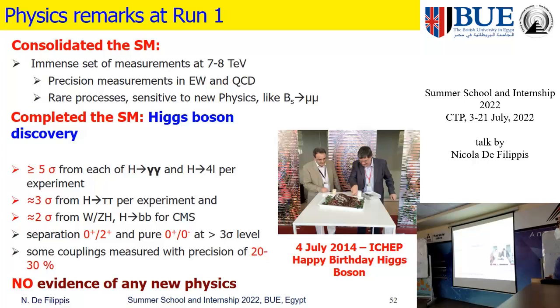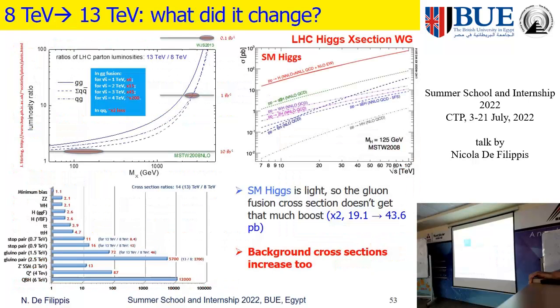Okay. And after 2 years of the discovery, this was the picture we had at the LHC. No evidence for any new physics, but confirmation of the prediction of the standard model for the Higgs boson.